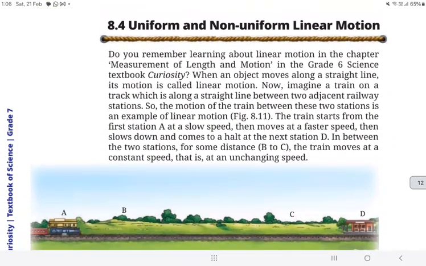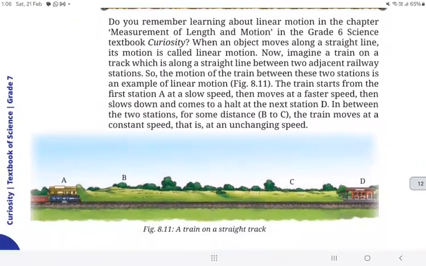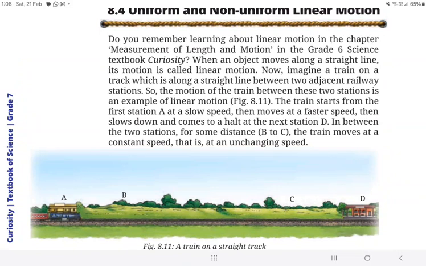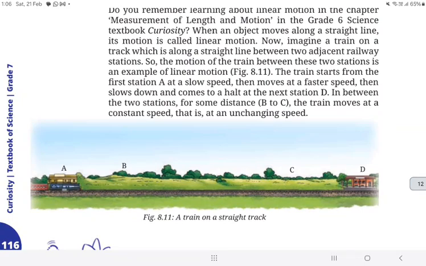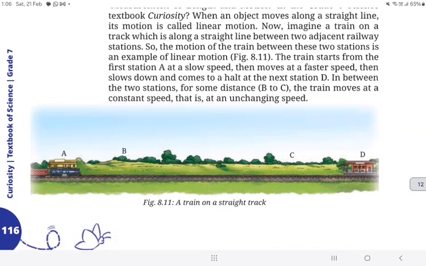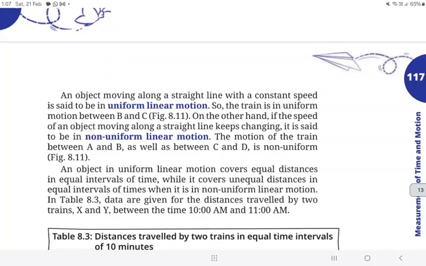Now the last topic that we come to is uniform and non-uniform linear motion. You know what is linear motion? When it is moving in a straight line. An apple falling from a tree is an example of linear motion. A train moving or a car moving on the road. A train on the track, which is just a straight line between two railway stations, is also a linear motion.